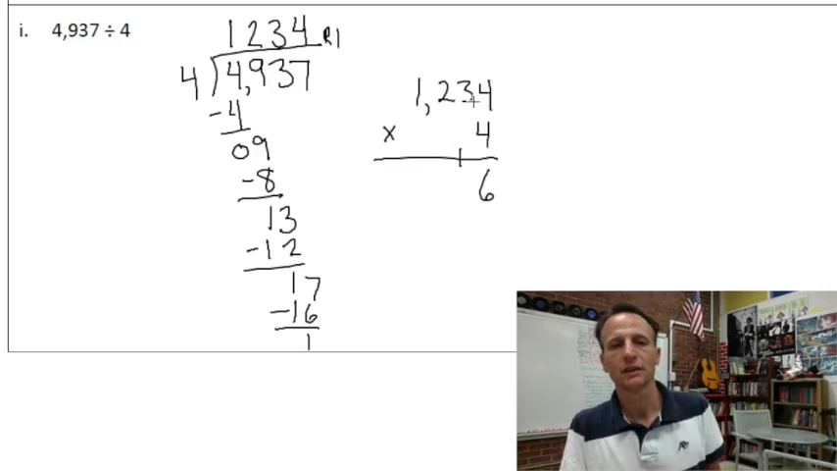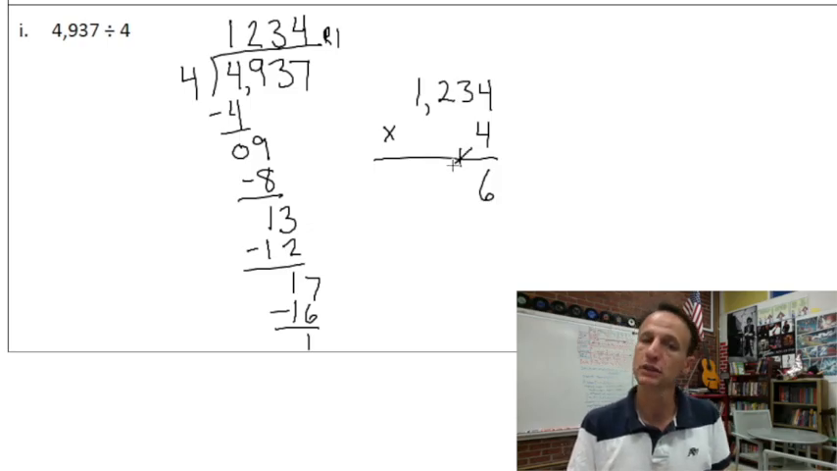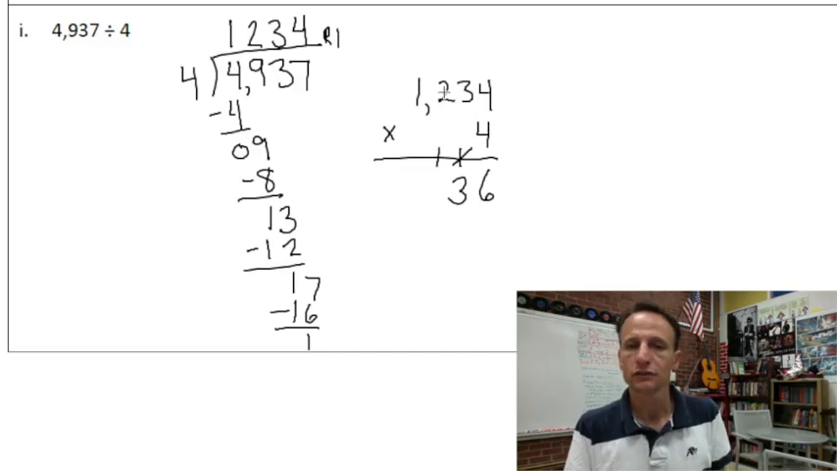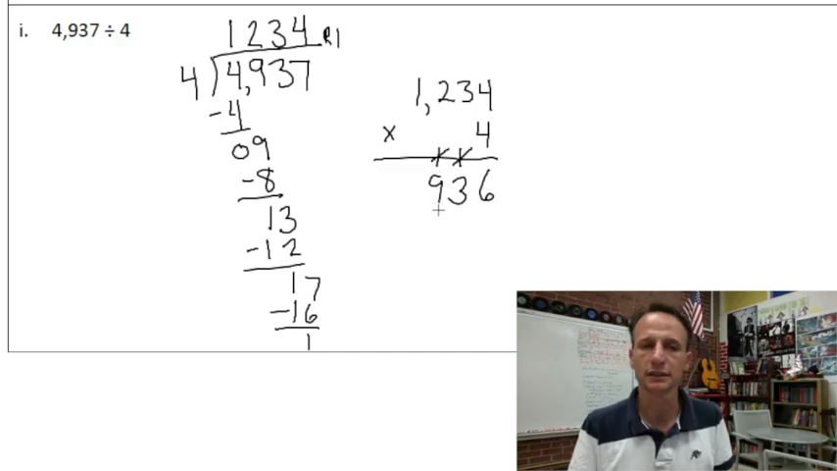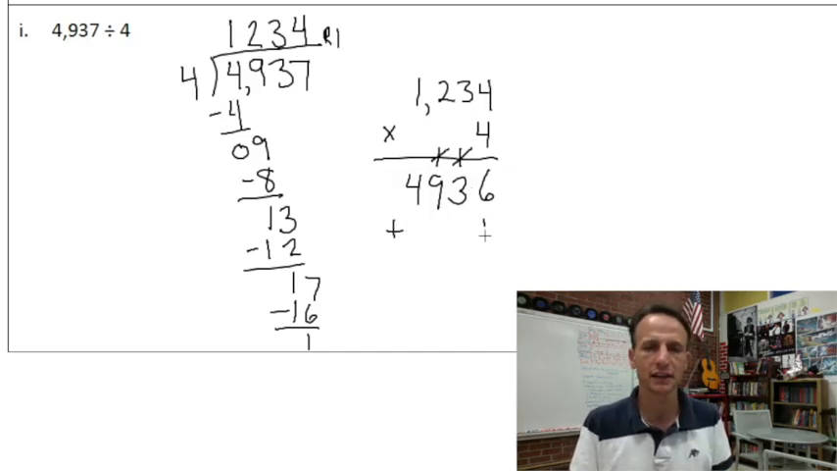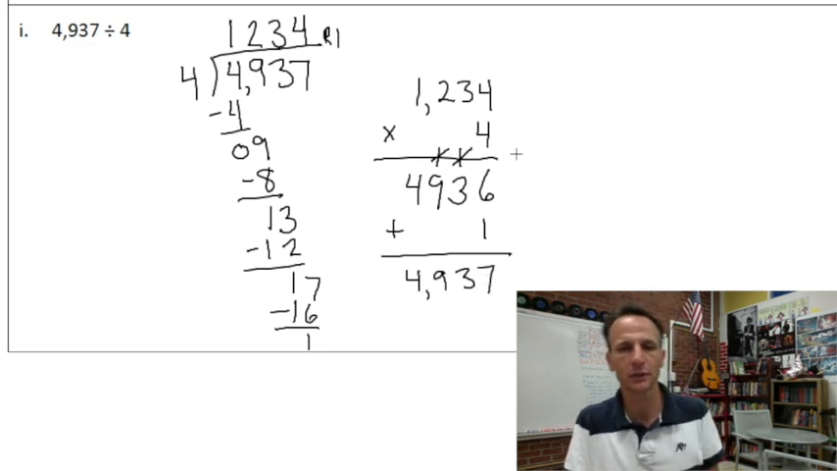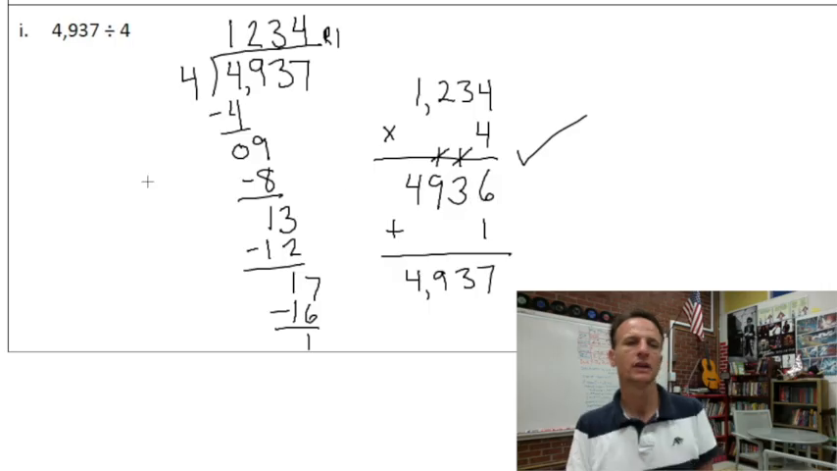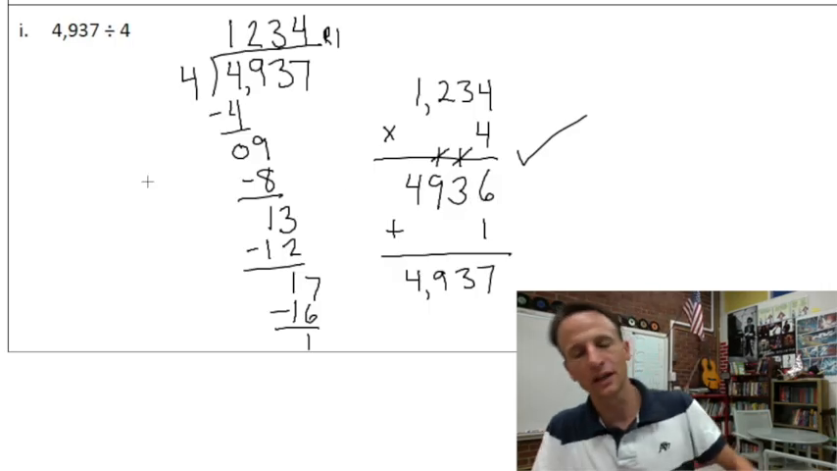So 4 times 4 is 16. 4 times 3 is 12, plus 1, 13. Good. 4 times 2, 8, plus 1 is 9. And 4 times 1, of course, is 4. And don't forget, yes, we need to add in that remainder of 1 in order to make everything come out just right. So 4,937 is what we get and what we started with. So it checks out.